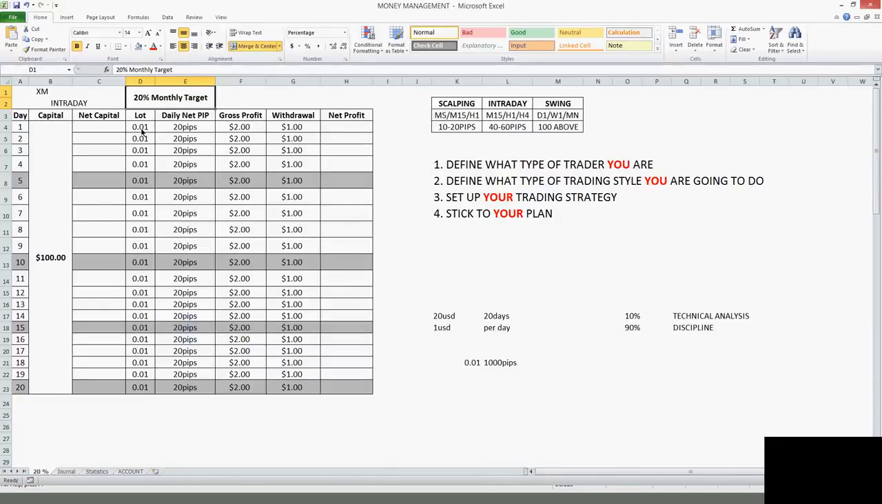Okay, so let's just say that every day I want to trade 1 cent, and I'm going to aim for 20 pips. So 20 pips will give you about $2, for example. So if I manage to earn $2 a day, and the minimum is $1 per day, I'm going to make about $40 in a month. So I will be able to grow my account to about $120, and I will also have $20 worth at the end of the month for me to withdraw. So that is some of the things that you really need to think about when it comes to trading.